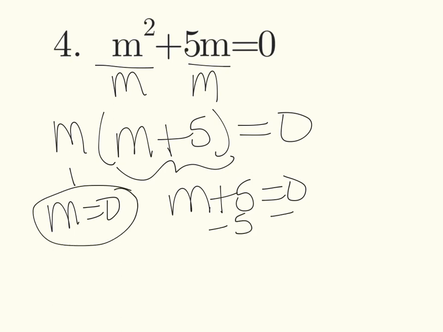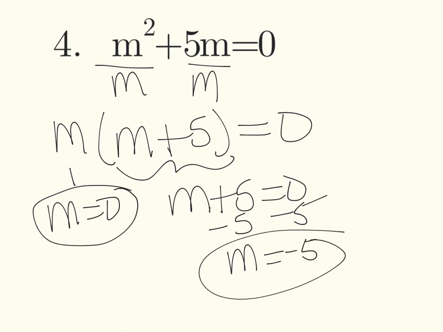This one I need to subtract 5, so I get m equals -5. Okay, so my two solutions are 0 and -5. And that's it.